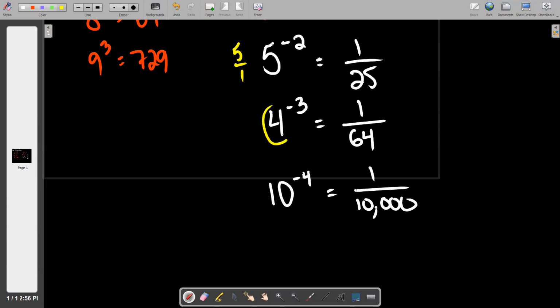Essentially, the whole number, like Gage said, just travels to the bottom, and then we assign the positive version of the exponent. Good. How about another one? Let's do like 2 to the negative fifth. What's that going to be?